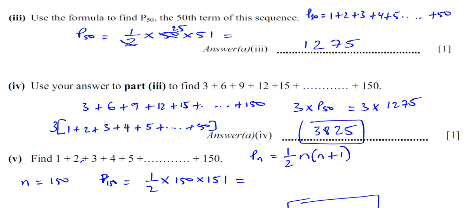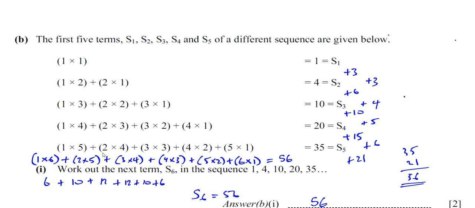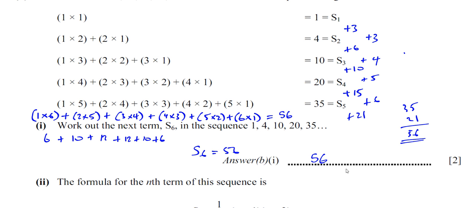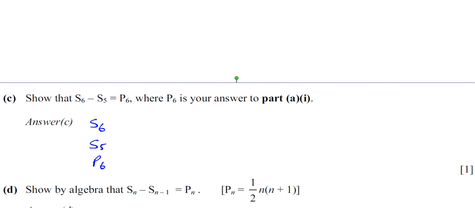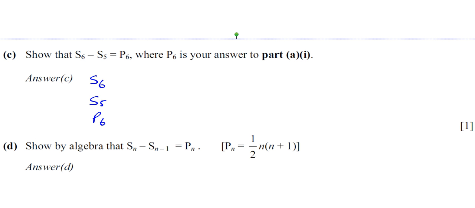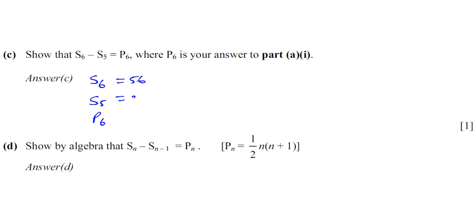So in the question before this, we had S6. S6 was 56 and S5 was 35. So S6 was 56 and S5 was 35. And we're going to look what P6 is.